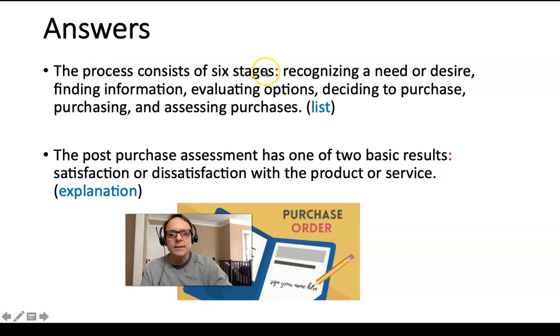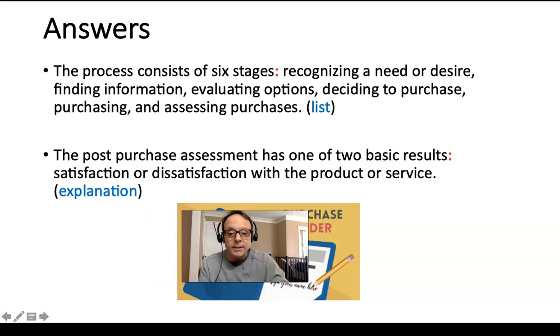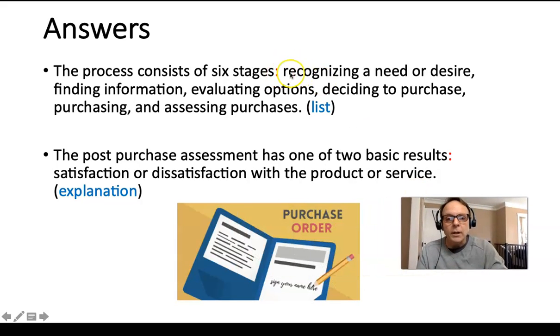So here we have: The process consists of 6 stages. So we're introducing this kind of list of things, right? So we put the colon, and then we have all the stages in the process. That's a kind of a list.